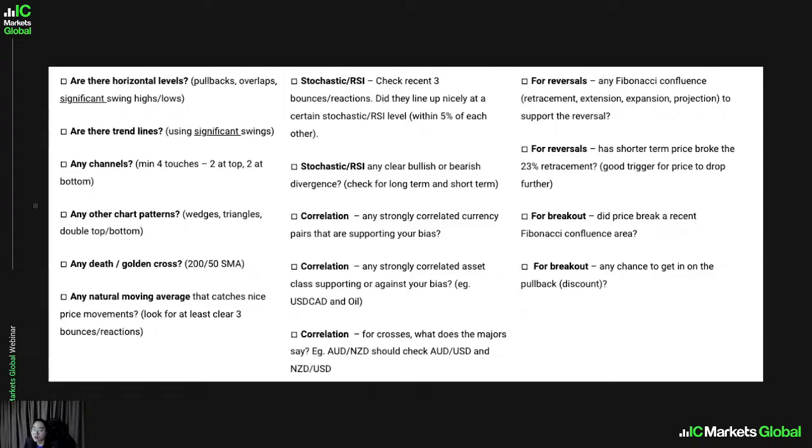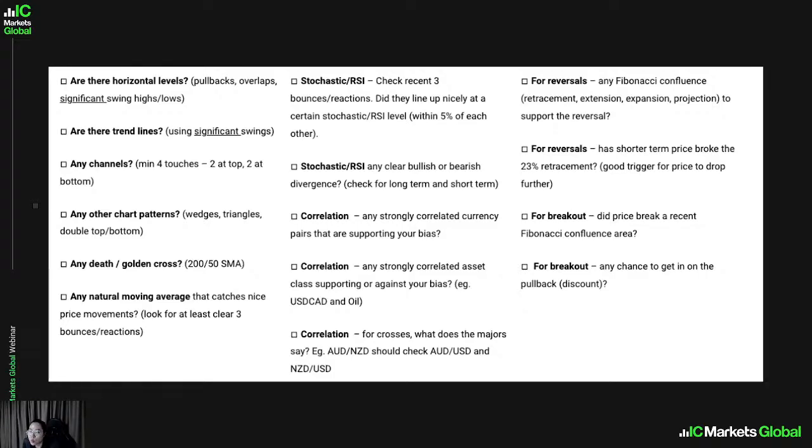Okay, so after looking for the trend, I'm going to look for horizontal levels. So when I say horizontal levels, I mean pullbacks, overlaps, swing highs, swing lows. Basically key levels that price likes to go to. Because horizontal levels and all these key levels are levels that price is attracted to. They're like magnets. Just imagine them as magnets. Price is very attracted to it and it wants to keep going back to that area.